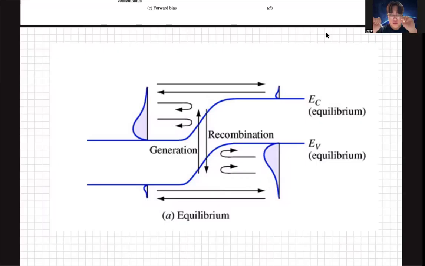Good afternoon. Today I'm going to tell you about bias-dependent behavior. The first is the thermal equilibrium situation, the second is forward bias, and the third is reverse bias. I'm also going to tell you about generation and recombination and band-to-band tunneling.